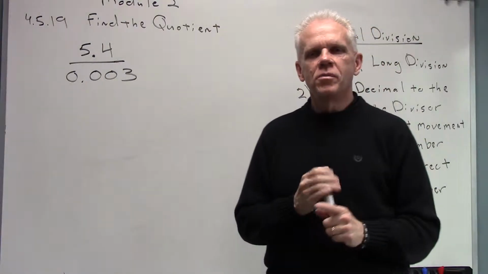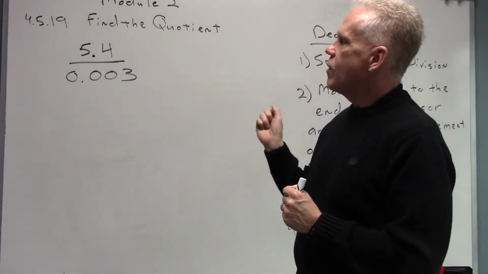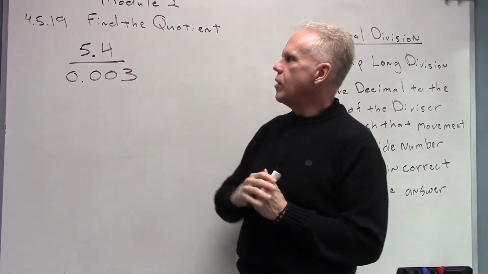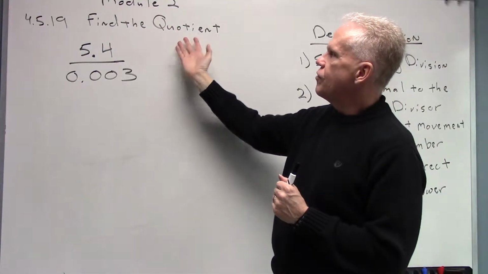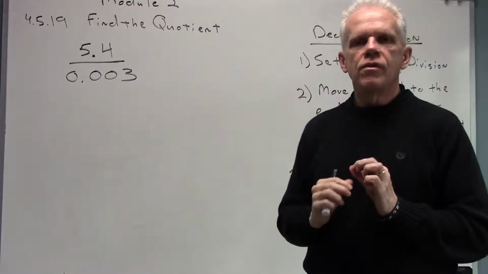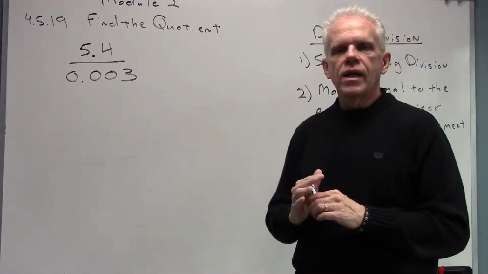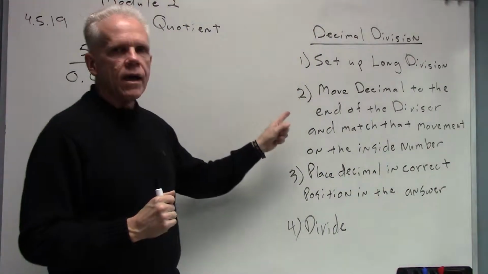We are working a little bit today on decimal division. We've got a problem sitting in front of us here, 5.4 over 0.003, and the question is find the quotient. Of course, the quotient is the answer to a division problem, so we're going to be working out some long division here. I want to give you a quick read on how this works out.